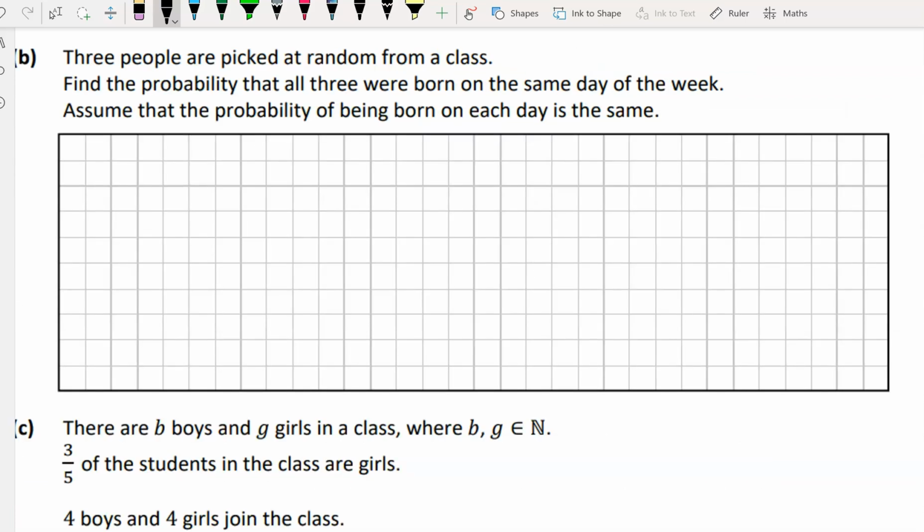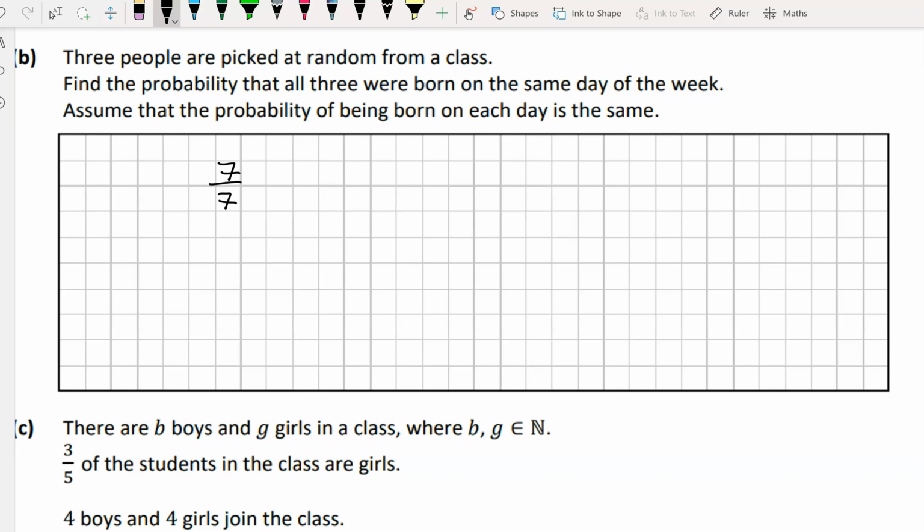Part B. 3 people are picked at random from a class. Find the probability that all 3 were born on the same day of the week. Assume the probability of being born on each day is the same. It's a common question in textbooks. There are 3 people. First of all, you get the probability that the first person is born on a day of the week. So the probability for the first person born on a day of the week is 7 out of 7.